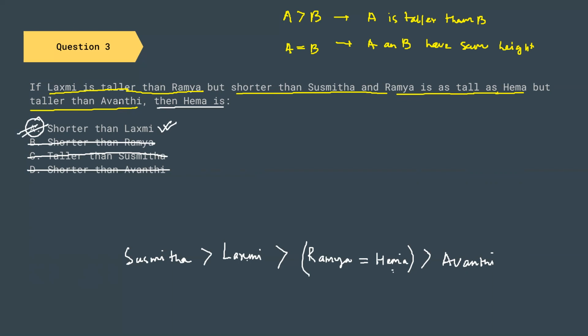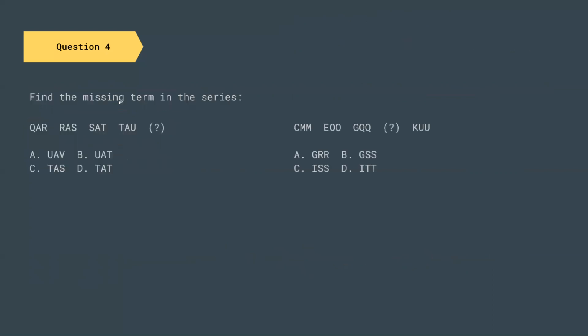So this was arrangement on the basis of height. In the previous question, we saw arrangement on the basis of ladder positions. So this was one type of question. Now let us move on to some interesting questions, that is word series. In a word series, you are given a series and you have to find out the missing word.